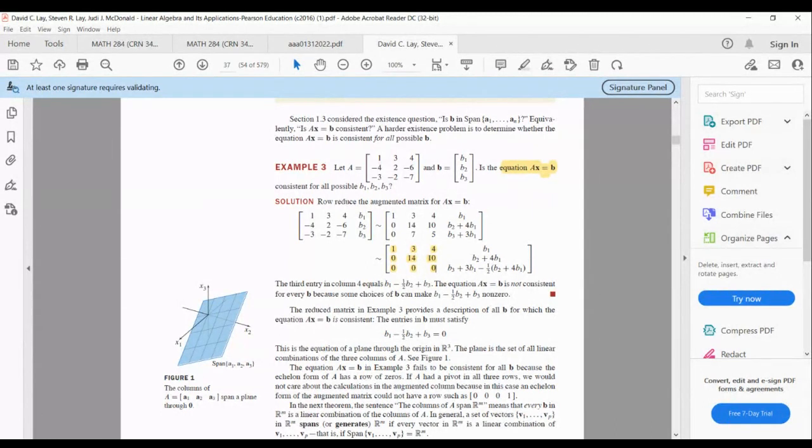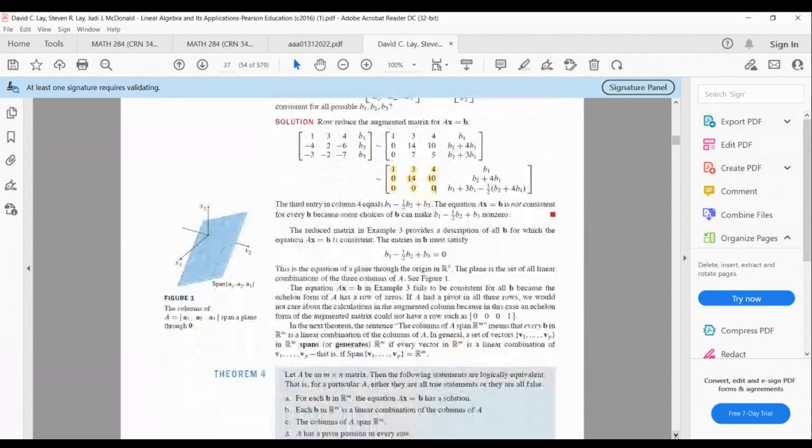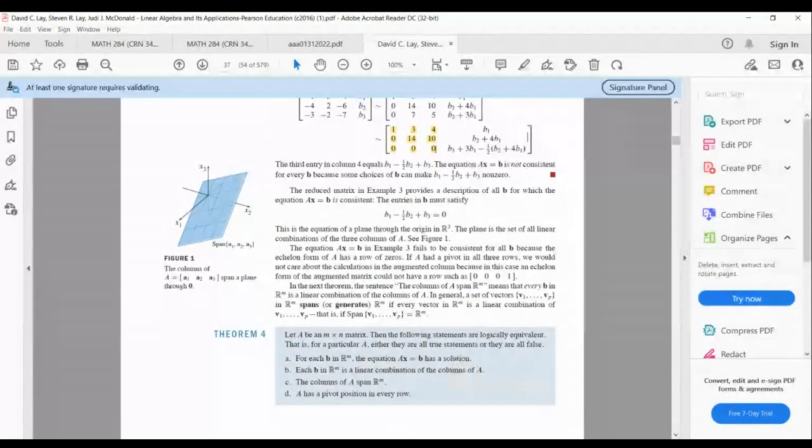Okay, and that's what they're getting at here in theorem 4. Just put a little yellow there. So here it says let A be an M by N matrix, M rows, N columns. The following statements are logically equivalent. Statements A, B, C, and D are logically equivalent.